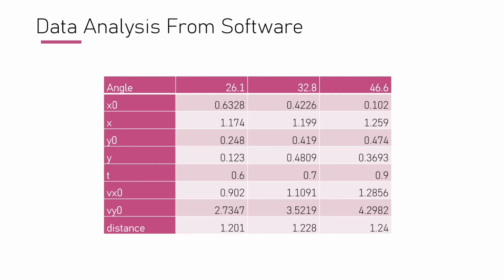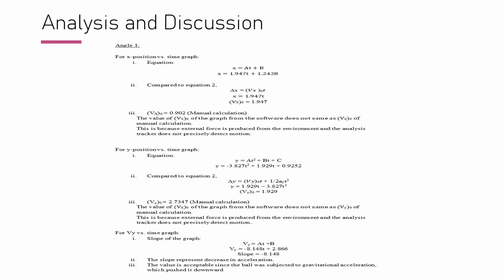Data analysis from the software. The calculation for angle 1: Vx0 equals 0.902 from manual calculation. The value of Vx0 from the software graph is not the same as Vx0 from manual calculation. This is because external force is produced from the environment and the Tracker analysis does not precisely detect motion.